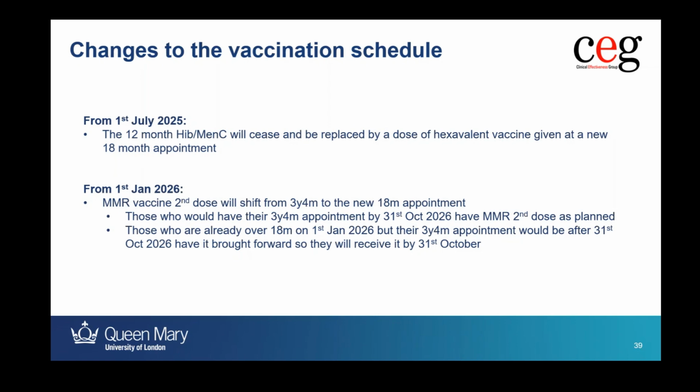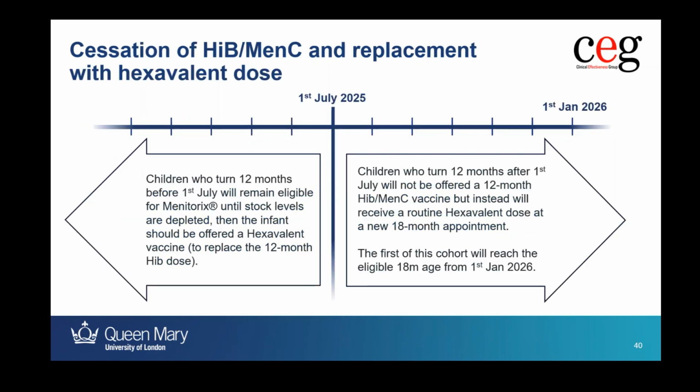If we just go to the next slide, I've got a couple of visual representations. Just seeing it all written down gets a little bit mind-boggling and confusing. But if we look at it like this, it becomes a little bit easier to wrap your head around. So on the 1st of July of this year, before that, if children have turned 12 months up to this point, they will get either Menitorix until stocks are gone, or a dose of hexavalent vaccine to replace that.